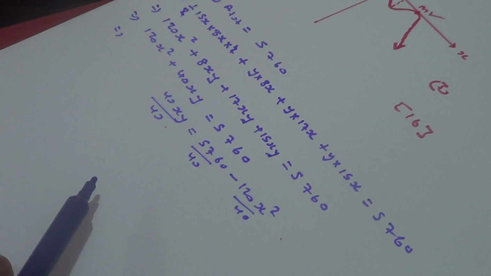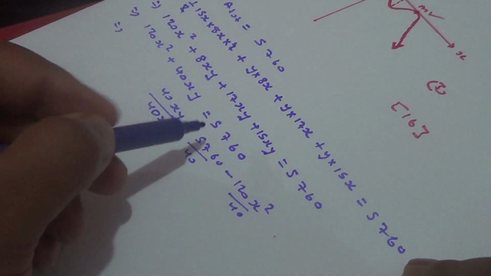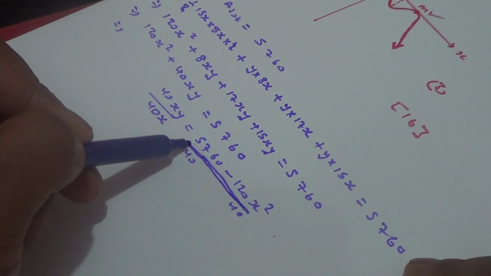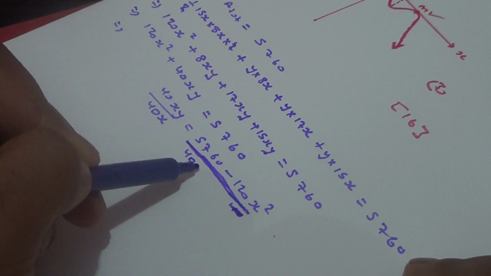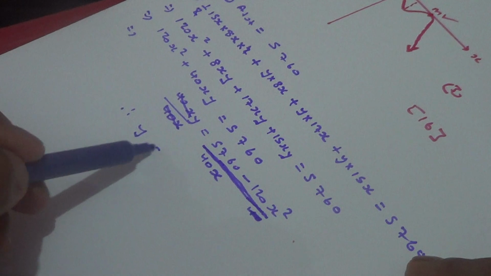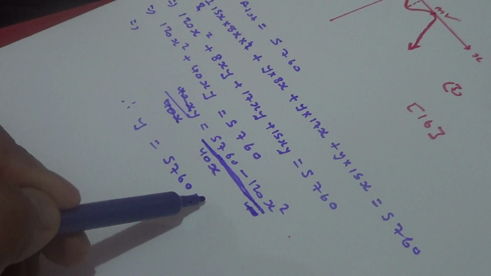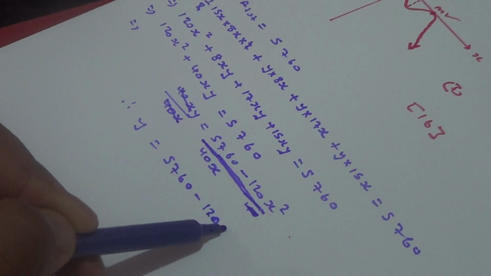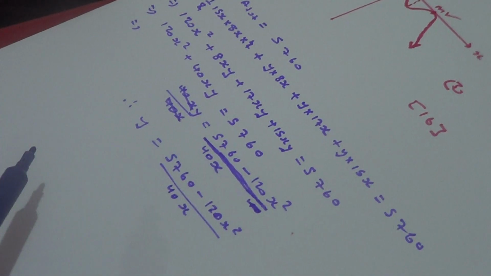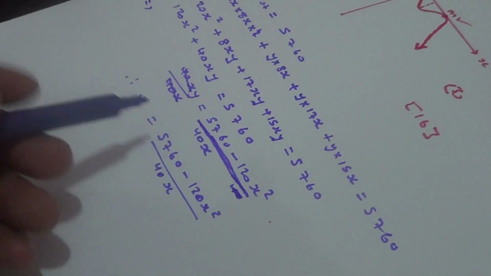Actually, let's leave it as 40x, maybe let's just do this, because that's how the expression was made before we put ourselves in danger. So this 40x cancels. Therefore y equals, now what is that? It's 5,760 minus 120x squared all over 40x. Okay, and that's what they said we must show, right? So it's true. So they were just giving 2 marks.